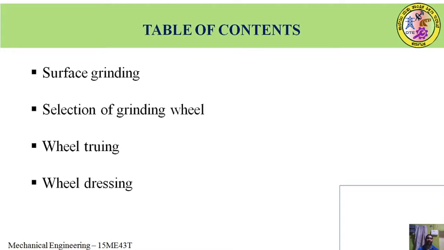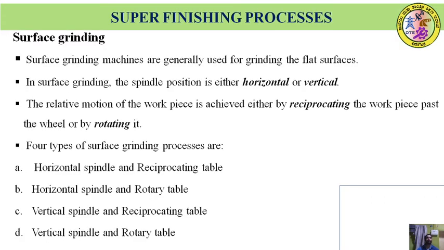In the last class we studied cylindrical grinding, that may be center grinding or centerless grinding. In today's session we are discussing surface grinding. Surface grinding is generally used for grinding flat surfaces, that may be horizontal surfaces, vertical surfaces, or any angular flat surfaces. Cylindrical grinding is suitable only for cylindrical workpieces.